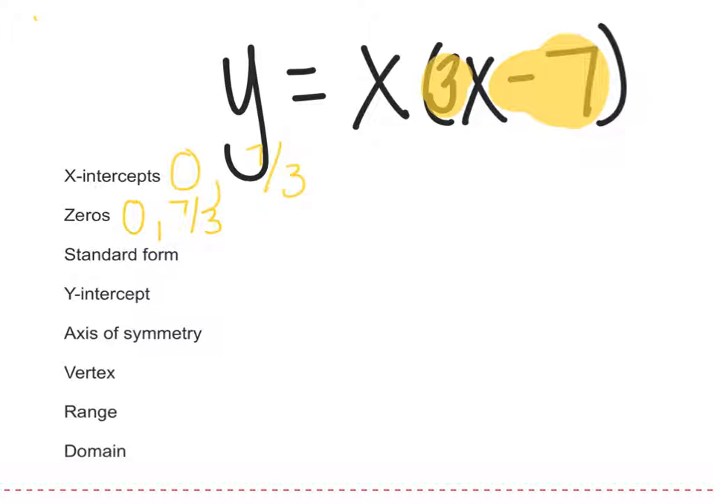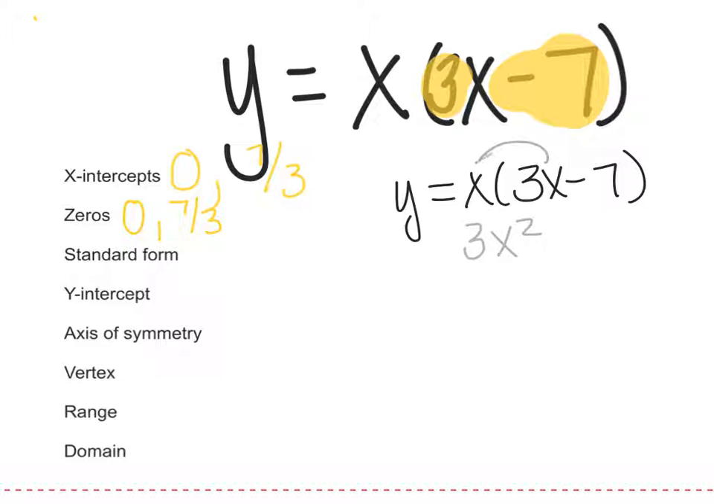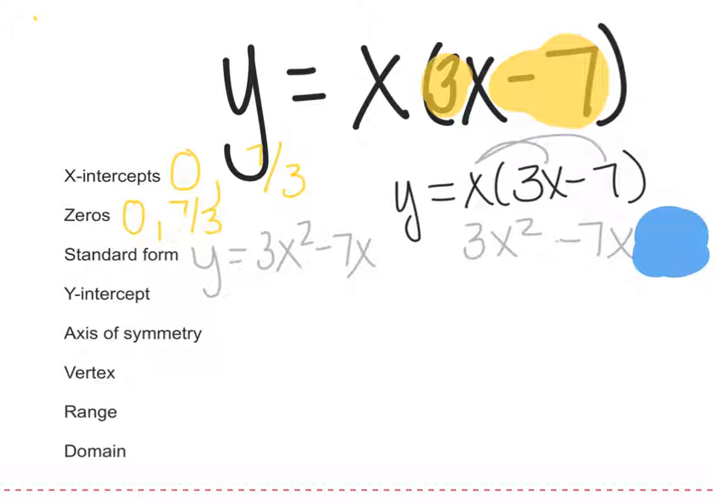To find my standard form, I need to take my equation, which is y equals x times 3x minus 7, and I'm going to distribute. I'm going to multiply x times 3x, which is 3x squared, and x times negative 7, which is negative 7x. I can't combine anything. I can't do anything else with that, so my standard form is 3x squared minus 7x. My y-intercept comes from the number that's added on the end. Well, there's nothing added on the end, so that means that my y-intercept is 0. So it's the ordered pair 0, 0.